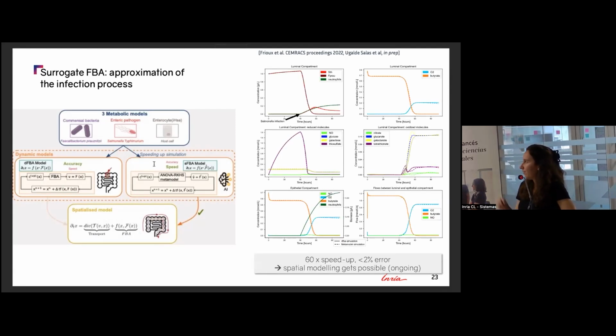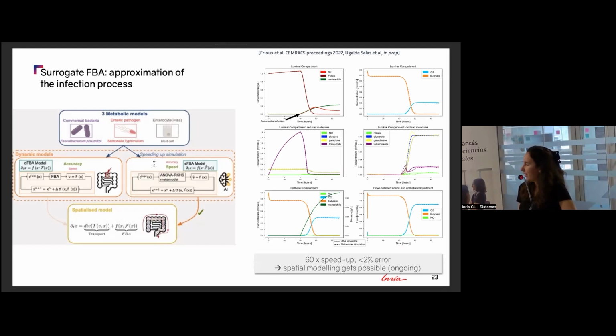So here you have several plots showing the concentrations of several molecules, the populations of the three partners. And in lines, you have the simulations resulting from the optimizations, the dynamic FBA, the classical one. And in dotted lines, you have the predictions of our model. So overall, our model, which is statistical learning, works very well.